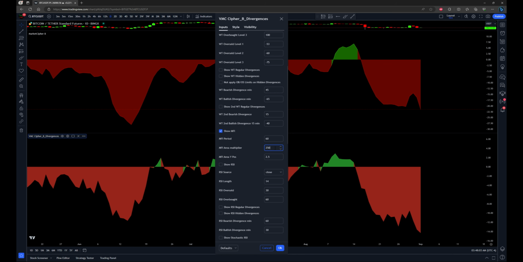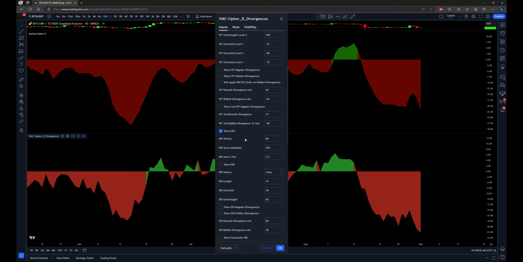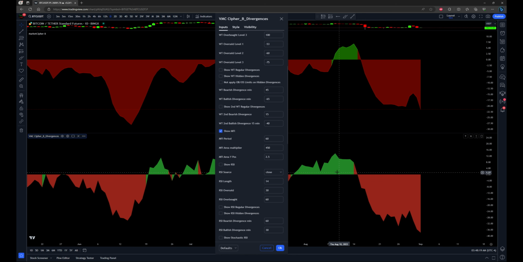Let's try increasing it to 250, and we get nothing. So let's go back to the original, or let's just try going something ridiculous. 450 area multiplier. It doesn't do much for changing the way that this reacts and moves to price. So I mean, look, we have the highest spike on Market Cipher over here, with the lower spike right here. Over on this, our green is highest right here, and then it's lower over here. So something is greatly different between these in the way that they are calculated or coded.